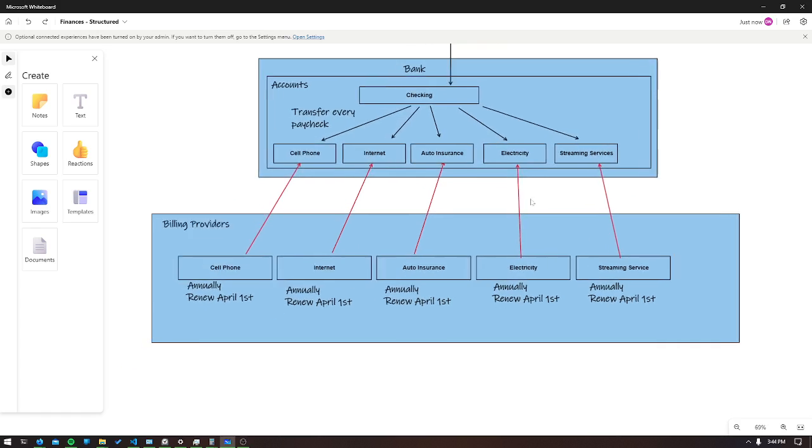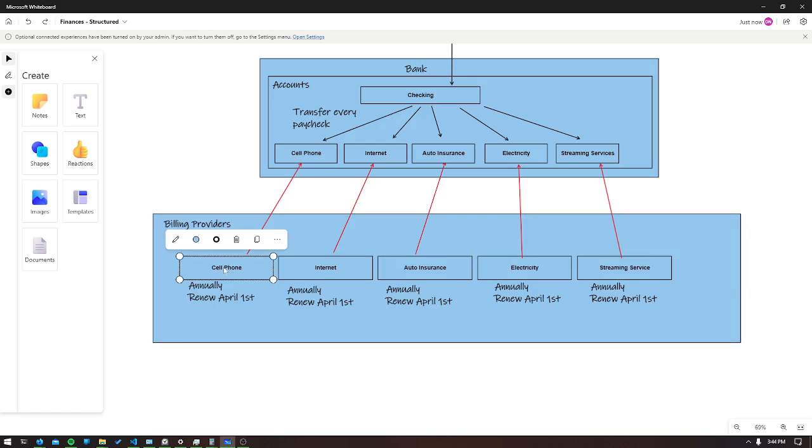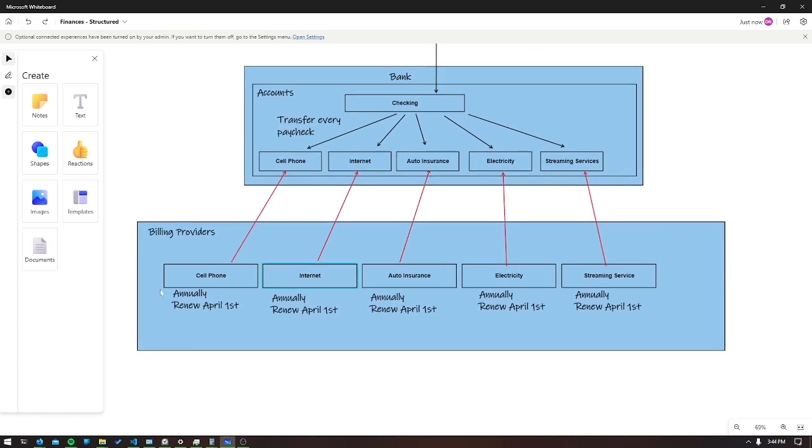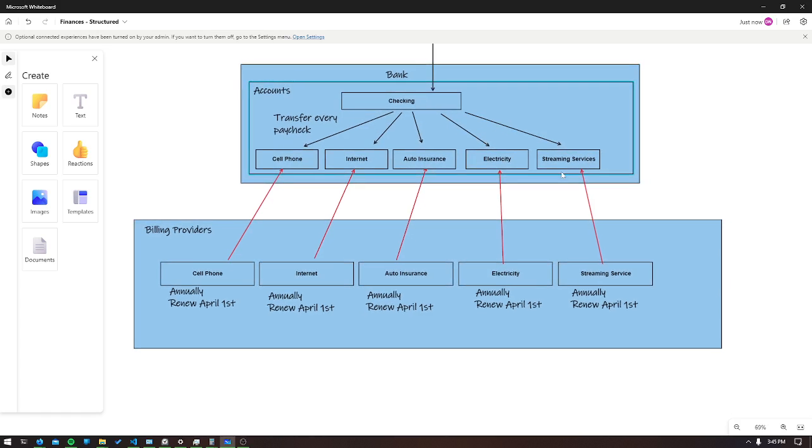And then for each of your billing providers, so for example, your cell phone, you set them up to pull the money from their corresponding account. So instead of each of your billing providers pulling from one common account, your cell phone provider pulls from your cell phone account, internet provider from your internet account, auto insurance from your auto insurance account, electricity from your electricity account, etc. All right, so you do that.